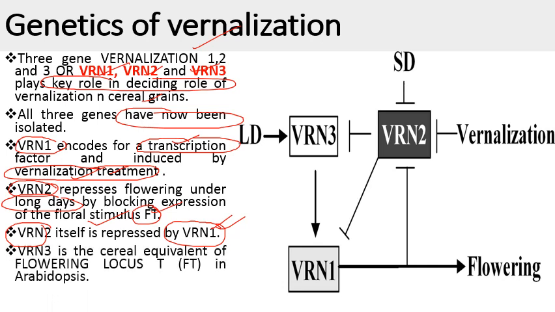Then VRN3, in cereals, is equivalent to the flowering locus T, that is FT in Arabidopsis. जो फ्लावरिंग लोकस टी है अरबिडोप्सिस में वैसे ही काम करता है ये VRN3 और ये रिप्रेस करता है फ्लावरिंग को.